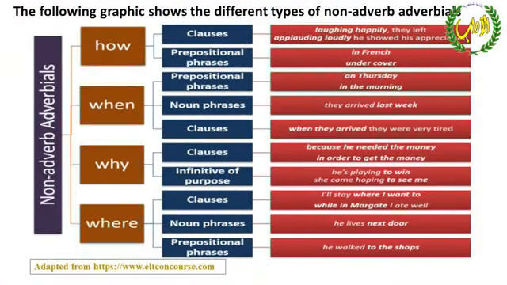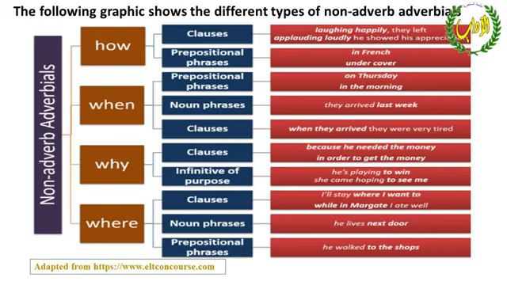The following graphic shows the different types of non-adverb adverbials. So we have some examples related to how, other examples related to when, why, and where. For how, for example, we have clauses, like laughingly, happily, applauding loudly, or prepositional phrases like in French, undercover. When, as in prepositional phrases: on Thursday, in the morning. Noun phrases as in they arrived last week.